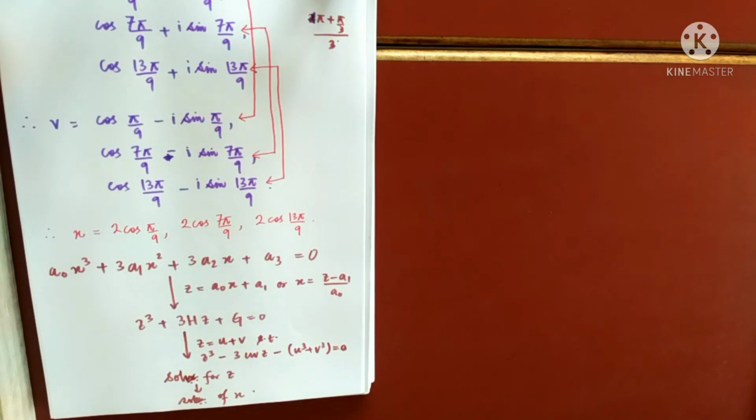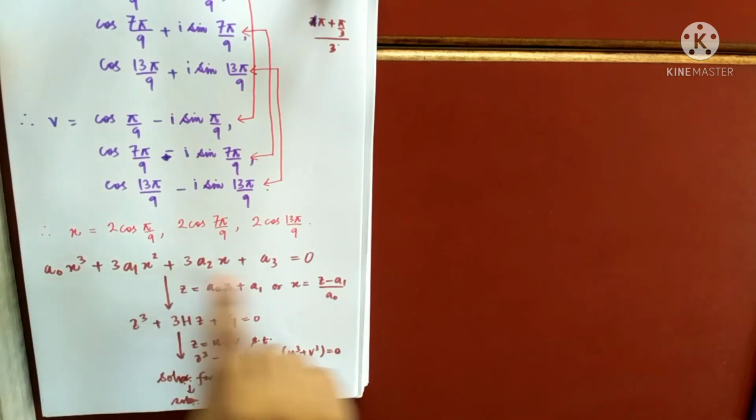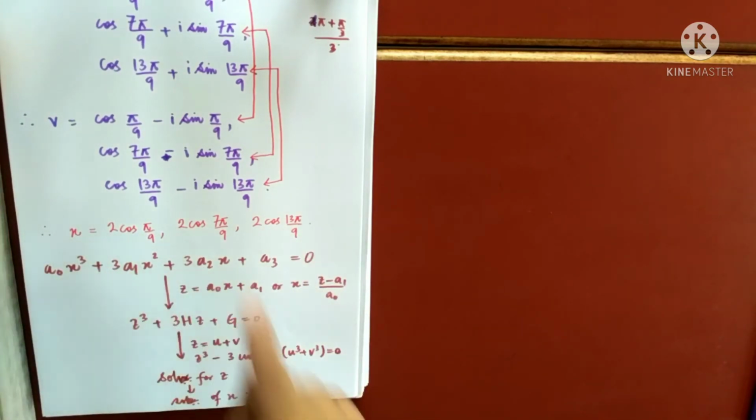So this is all about Cardan's method. So more or less we have understood how to solve a general cubic having binomial coefficients. So keep that in mind. We have only done this when the coefficients are binomial.